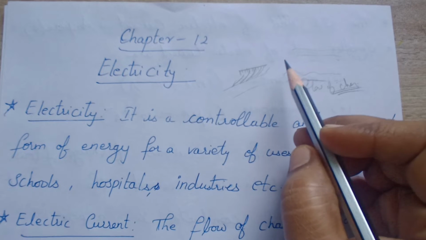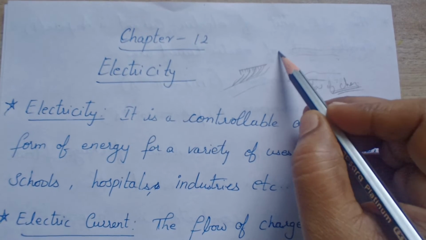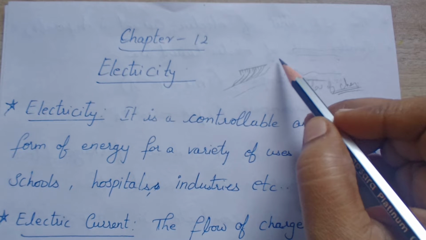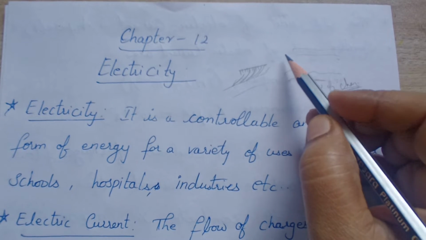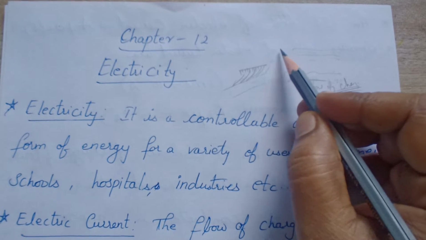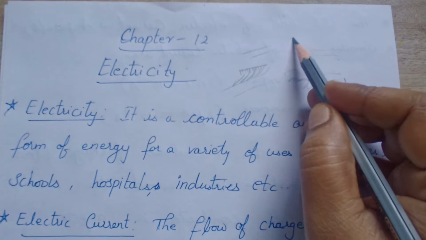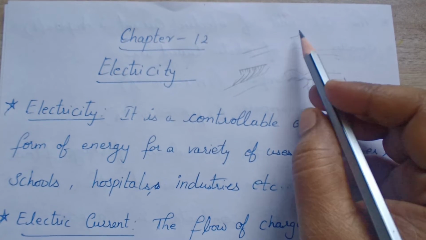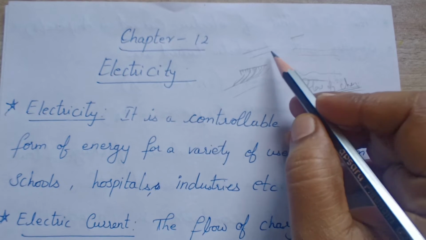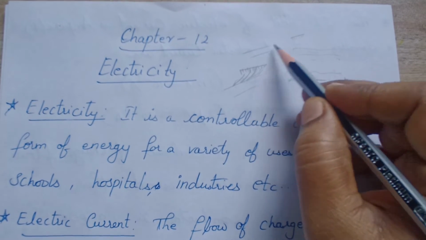What happens actually? You know that everything is made up of a single smallest element, the atom, right? All the atoms are neutral in nature. If your hand is here and the comb is there, it will not attract, because both are neutral. They are not charged particles.